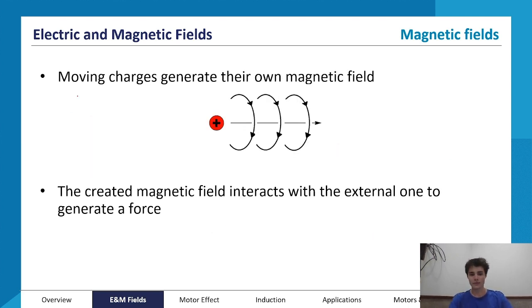Now, one of the really interesting things about magnetic fields is we've seen anything that has mass will generate a gravitational field. Anything that has charge will generate an electric field. But in order to generate a magnetic field, we need to get the charge moving. So basically, any charge that is moving is going to generate its own magnetic field.